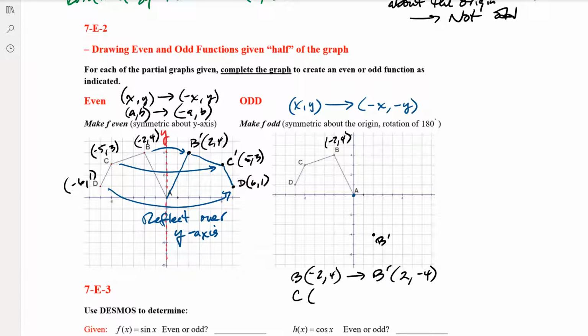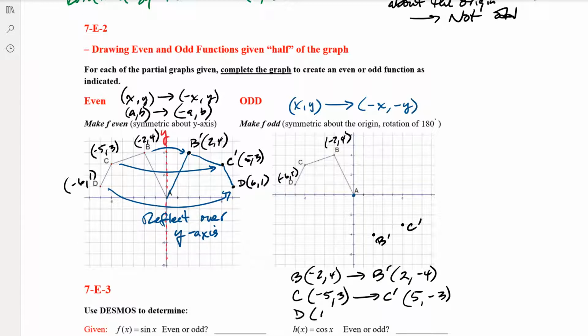C is at (-5, 3), and it gets transformed to C prime. You have to take the opposite of both, so it's (5, -3), so go right 5, down 3. There's C prime.